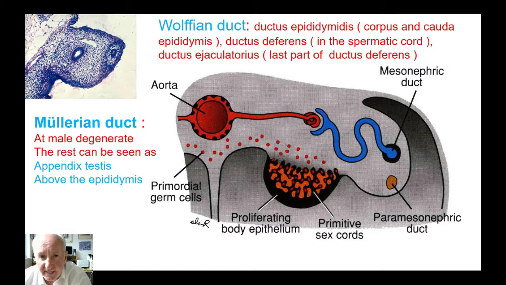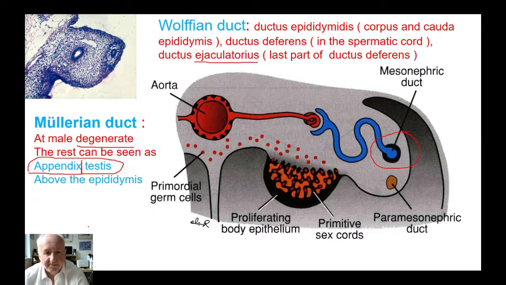So, at a male, Wolffian duct: ductus epididymidis, forming the body and the cauda of the epididymis, the whole ductus deferens running up in the spermatic cord, and the last part, ductus ejaculatorius. That's the problem of the Wolffian duct. The Müllerian duct completely degenerates. The rest is known as appendix testis. You can see it sometimes above the epididymis.